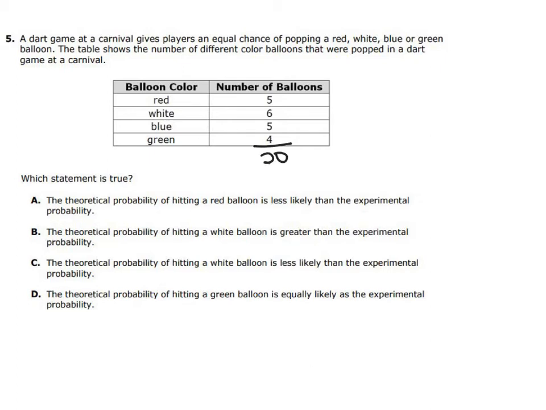Okay, so here it says, which statement is true? The theoretical probability of hitting a red balloon is less likely than the experimental. So now we're comparing theoretical and experimental. Theoretical only has to do with the number of colors and the probability of those numbers. Experimental is the one where they already did the experiment. So we're going to go ahead and look at that.